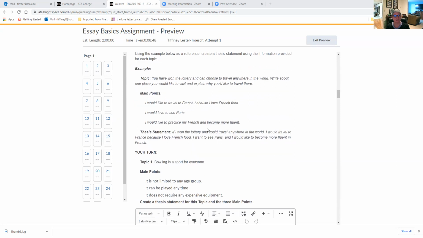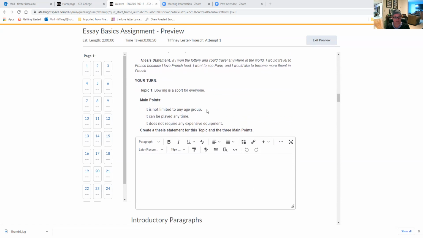Same example, right? Different topic and different main points. You'll type your thesis statement here. So again, one single grammatically correct focused thesis statement that takes the topic that you're given and the main ideas of the 3 main points you were given. Don't leave any of the main ideas out. Don't add any new ideas. You're not creating things out of thin air here. You're using exactly what is given to you to create that thesis statement. Okay?